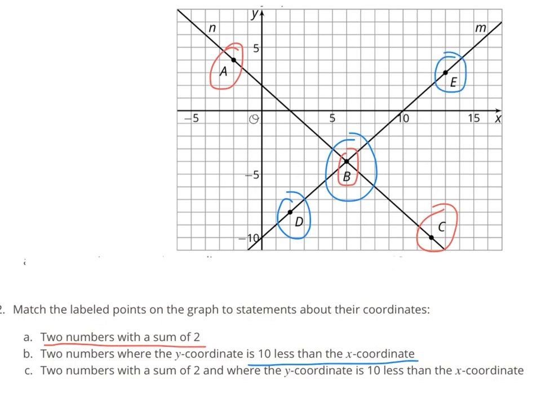And then finally, two numbers with a sum of 2 where the y-coordinate is 10 less than the x-coordinate. So that's really an overlap of those two things, and that is the intersection of the two lines, and the only one that works for that is point B.